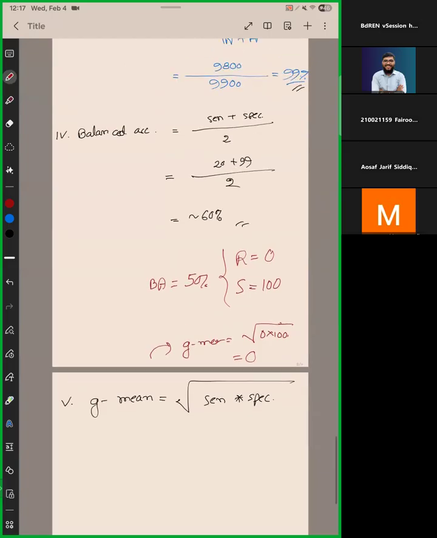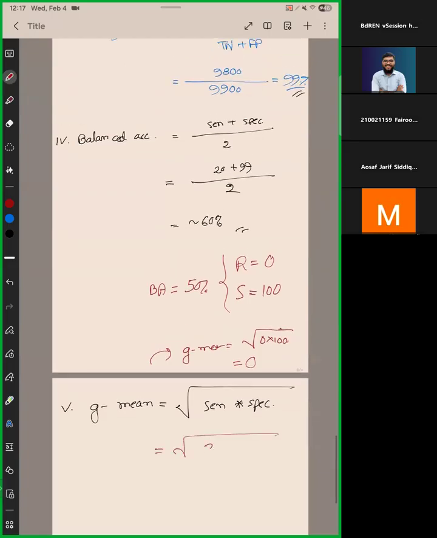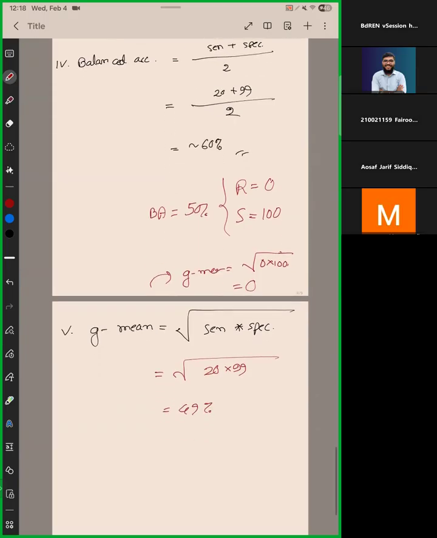So for this one, it is going to be the square root of 20 multiplied by 99. How much does it come? Calculator. 20 multiplied by 99, square root. Sir, 44.49. So about 44%. Okay, say 44%. Now which one is better, geometric mean or balanced accuracy then?